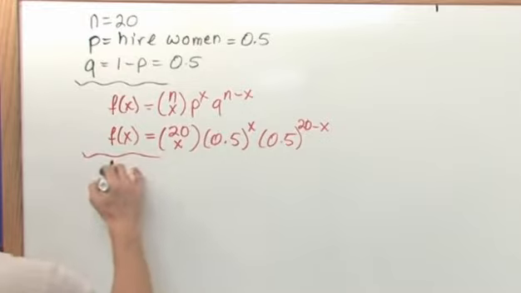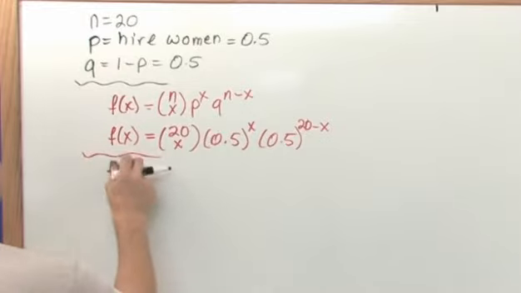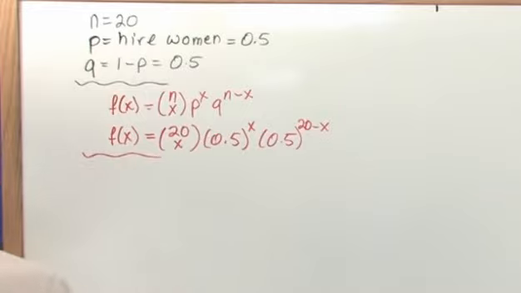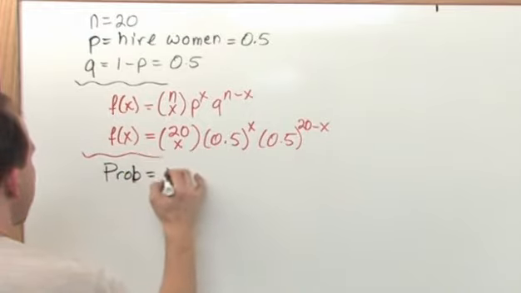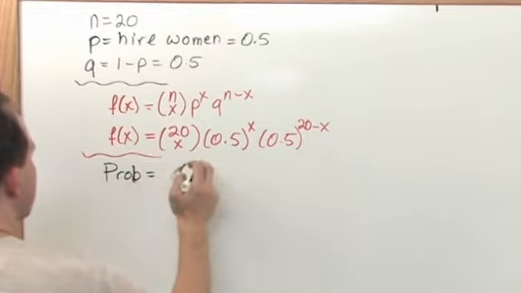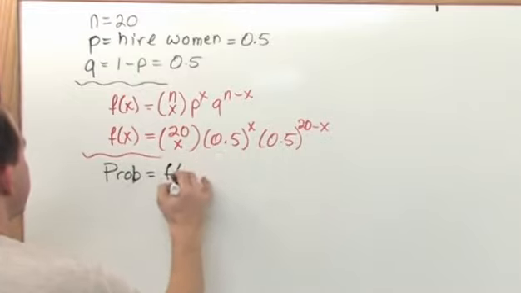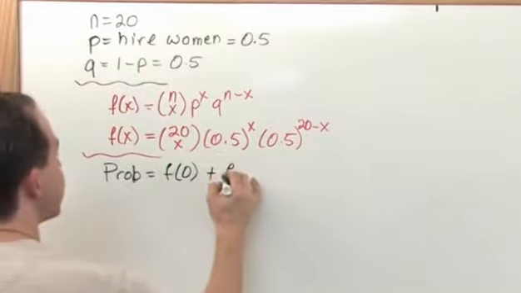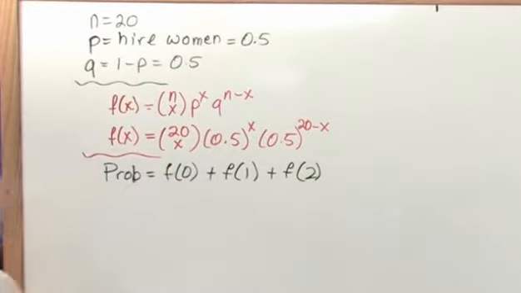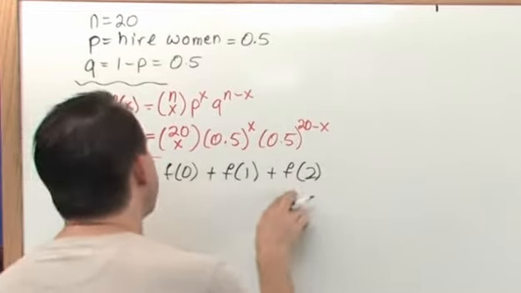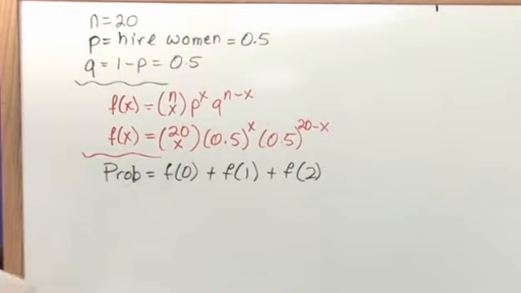Because the actual probability that we're looking for is the probability that they hire 2 or fewer women. So the probability there is going to be equal to the probability that they hire 0 women plus the probability that they hire 1 woman plus the probability that they hire 2 women. No more than 2, because it says 2 or fewer women. So there's a chance they could hire 0, 1, or 2, and we have to add them up. This is just like the last problem, okay? So let's go ahead and start calculating probabilities.